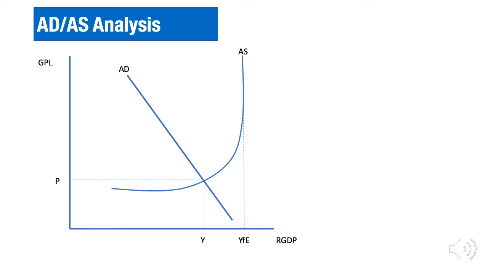So we've got general price level, real GDP, and you can see YFE indicates the economy at its full employment level of output. Our economy is settled at PY. The distance between Y and YFE indicates a negative output gap, so we are producing below the economy's productive potential.